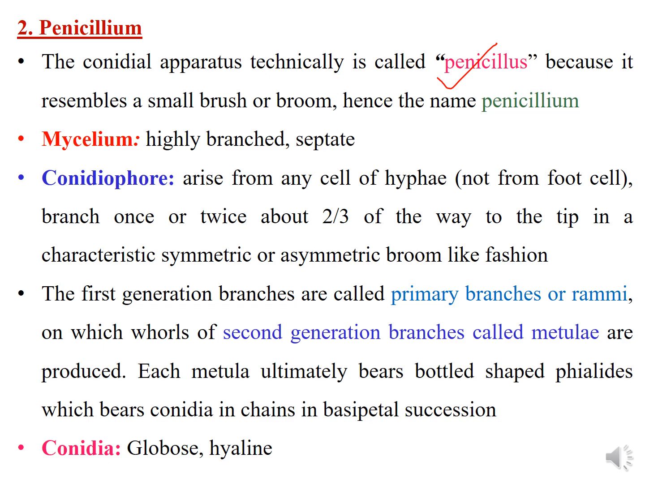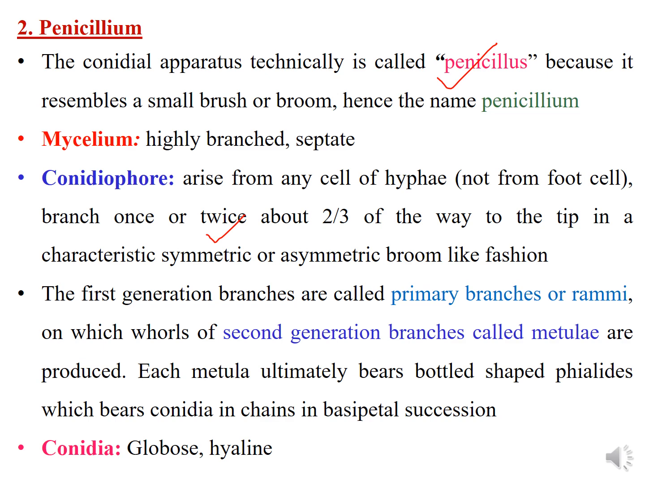How does the mycelium look in Penicillium? It is highly branched and septate in nature, and the conidiophores arise from any cell of the hyphae, not specifically from the foot cell as we observed in Aspergillus. Here conidiophores arise from any cell of the hyphae and branch once or twice about two-thirds of the way to the tip in a characteristic, either symmetric or asymmetric, broom-like fashion.